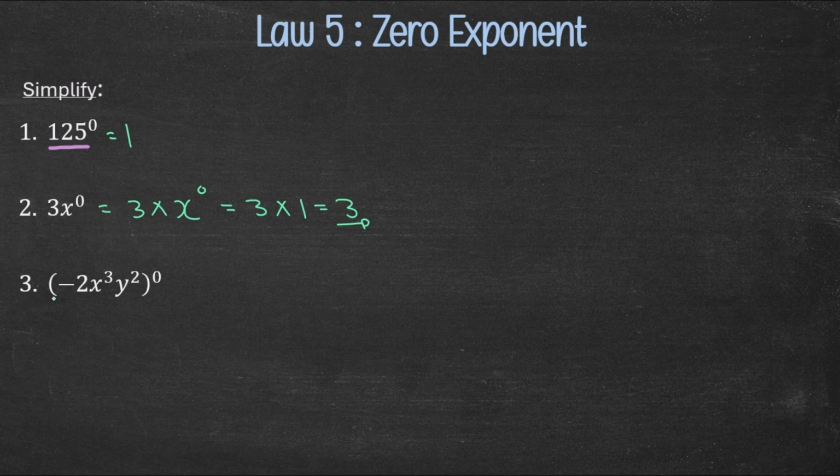And now let's move on to number 3. Here I've got the bracket with negative 2x cubed y squared all raised to the power of 0. Now this zero exponent applies to this whole bracket. That means the answer is 1.